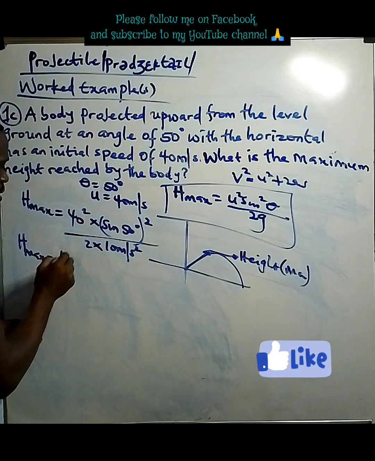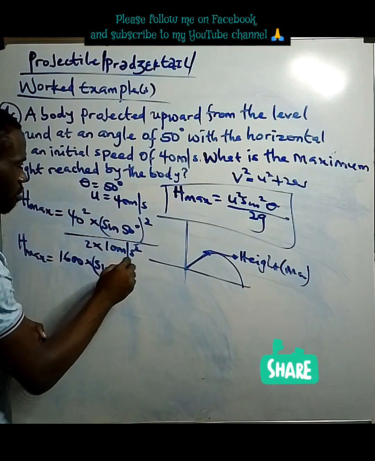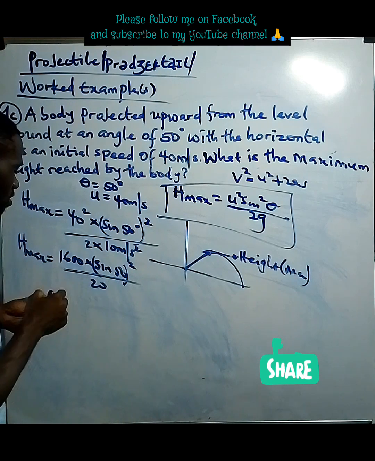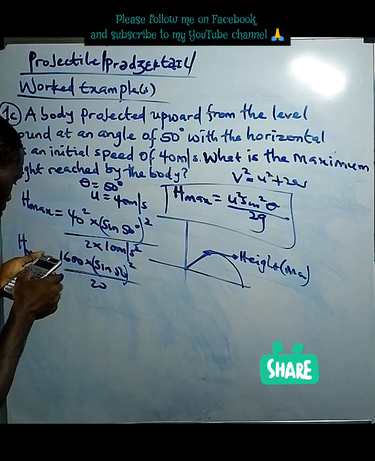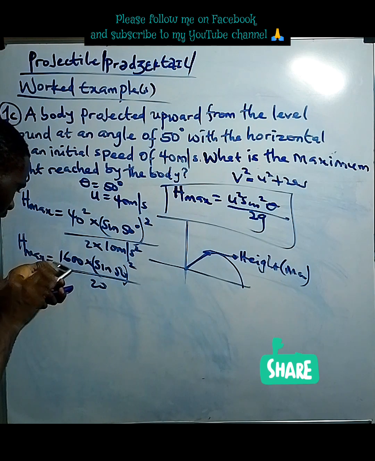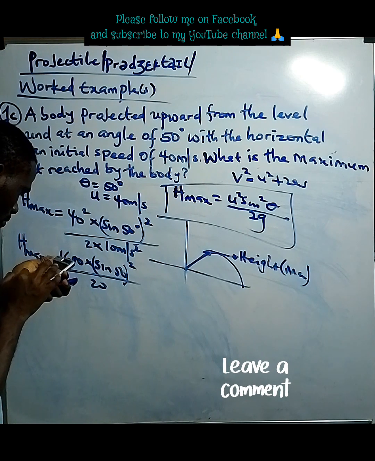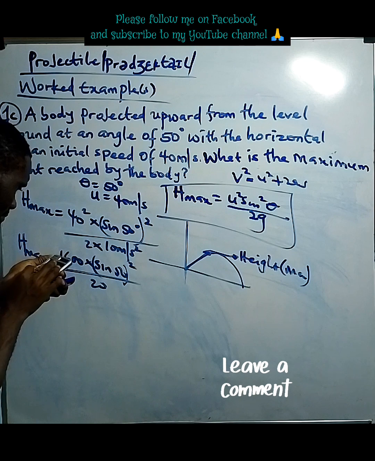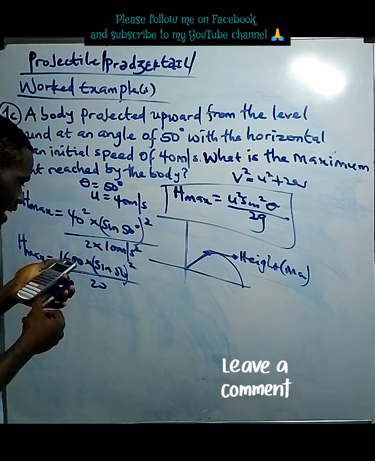40 raised by 2 is 1,600 times sine 50 raised by 2, then divided by 20. That's 2 times gravity. So we're going to use our calculator to get this sorted. Let's do that right away. 1,600 times sine 50 times sine 50, then divided by 20. We have 46.94.